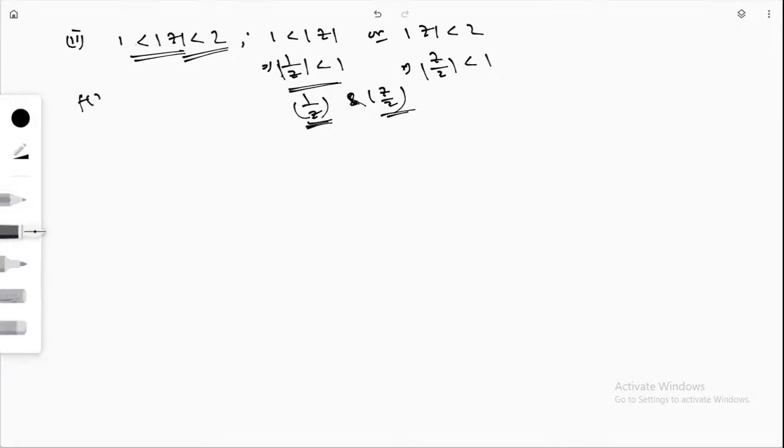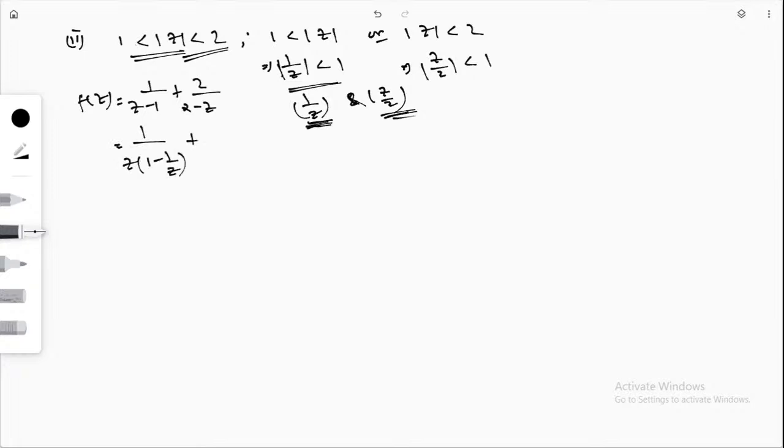So now comes to your f of z. Your f of z is 1 by z minus 1 plus 2 by 2 minus z. So how will I get 1 by z? If I take z common in the first term, it will be 1 minus 1 by z.